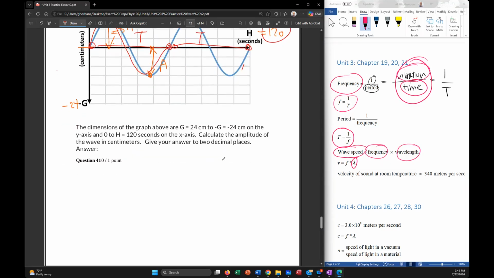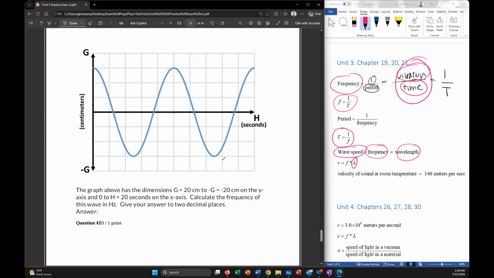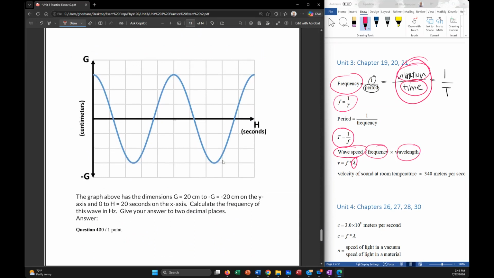Okay, so next one. Again, the axis is 20 to negative 20, 20 to negative 20, and it's telling that from here to here is 20 seconds. Calculate the frequency. Okay, frequency definition is 1 over period. We need to find the period from here, yes? Because this is displacement over time. We say from here to here is one period time.